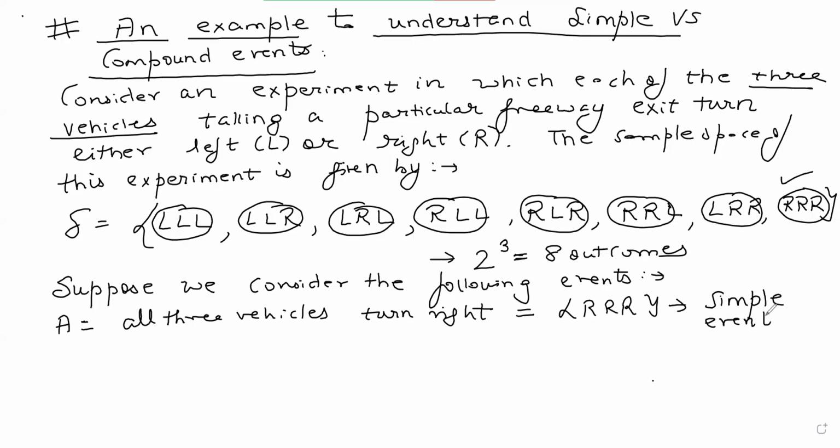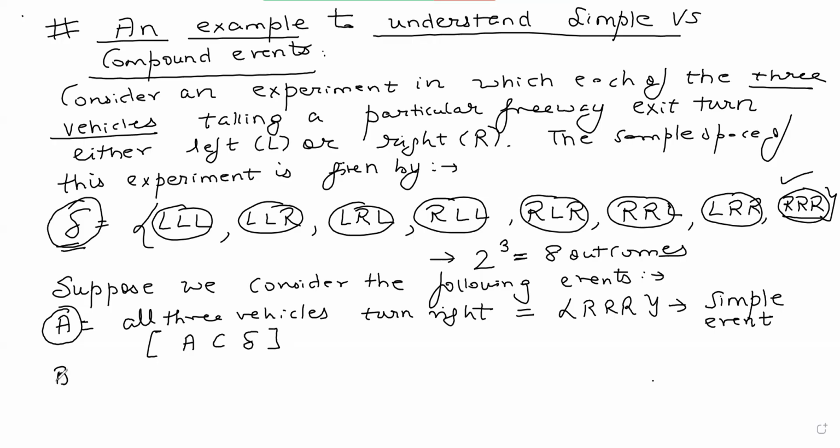Why is it a simple event? Because it contains only one outcome, RRR, from the sample space, where all three vehicles turn right. And you can clearly see event A is a subset of the sample space. That means if the sample space occurs, A will occur for sure. A is a subset of the sample space, and this is the symbol we use.